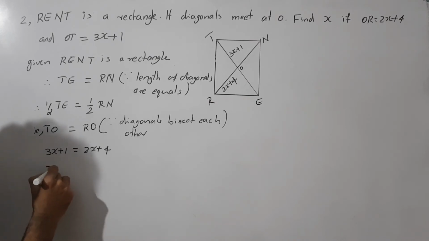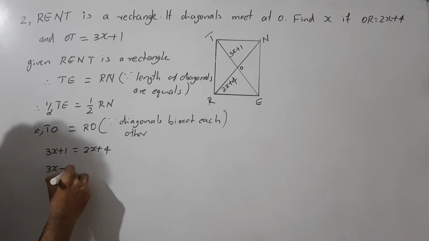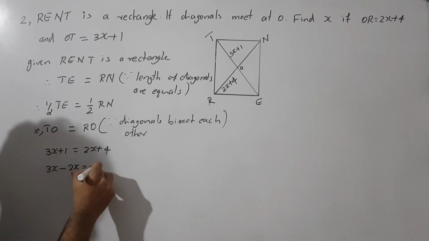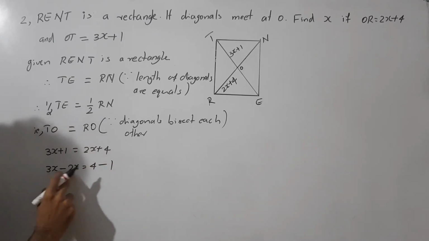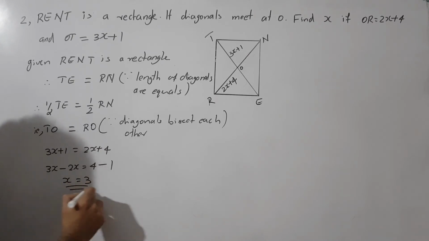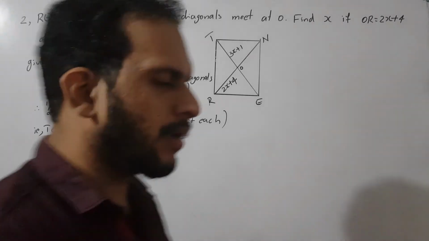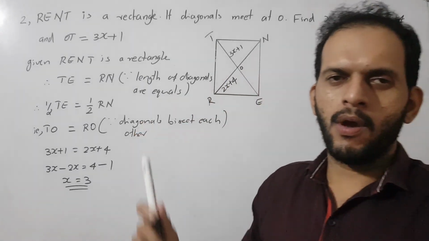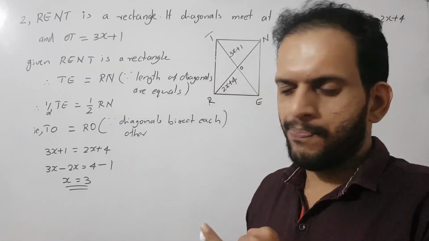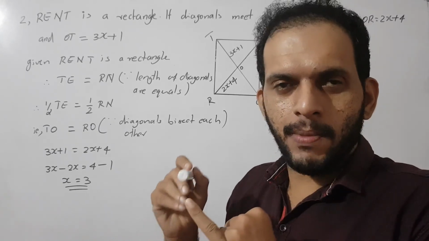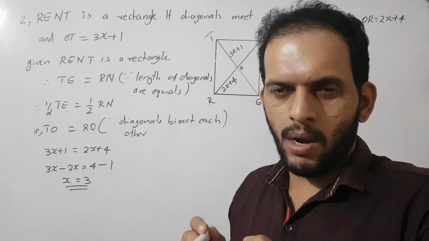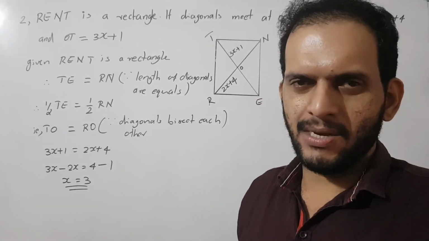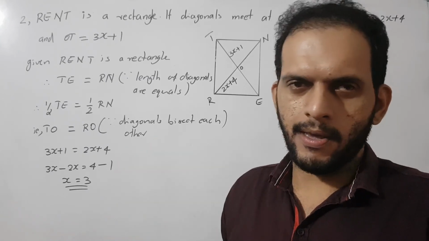Then 3x minus 2x is equal to 4 minus 1. 3x minus 2x is x, which is equal to 3. So what is the value of x here? The value of x is equal to 3. Here we use the property of diagonals of a rectangle. What are they? The lengths of the diagonals are equal and the diagonals bisect each other. I think you got this idea.